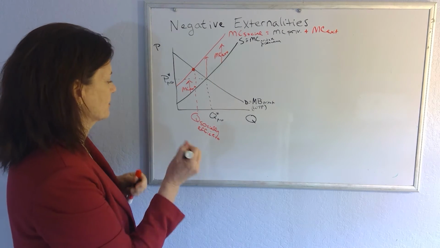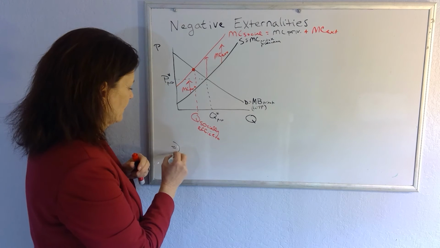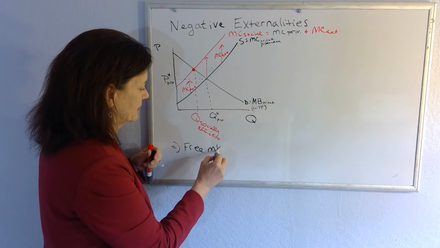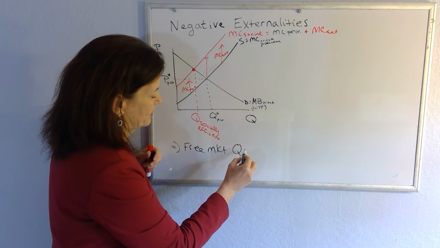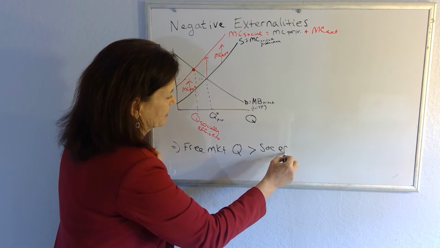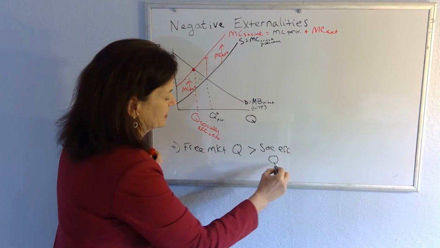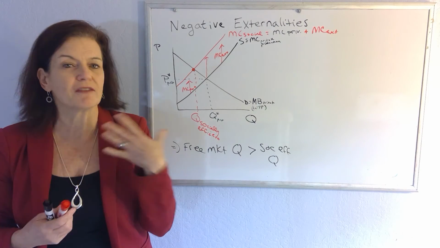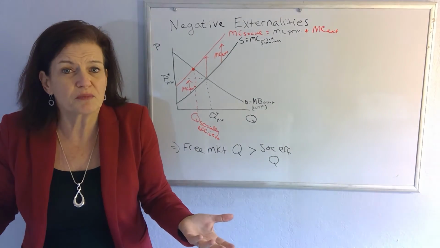The negative externality, so the free market output is greater than the socially efficient level of output. That's the problem when you have a negative externality. If you leave the market alone, it's going to produce more than society wants.